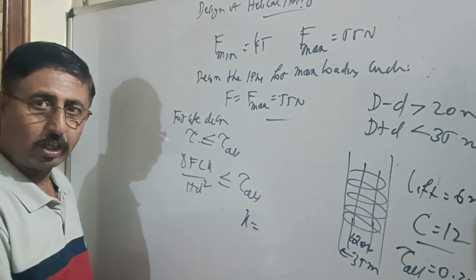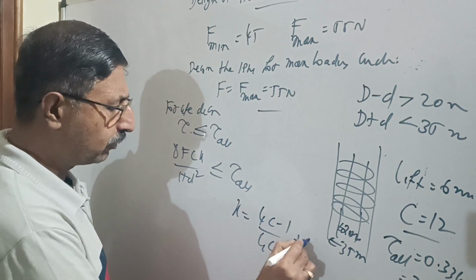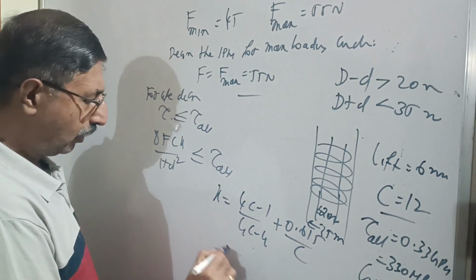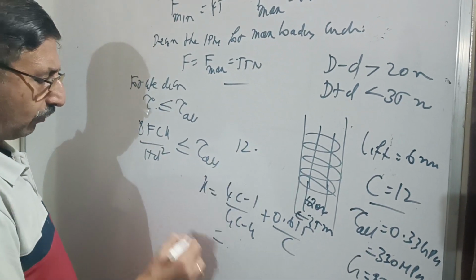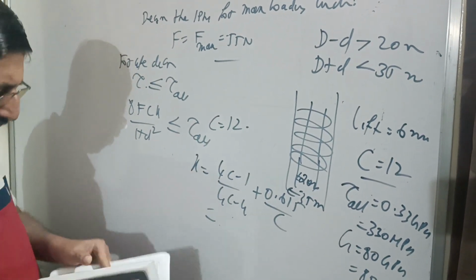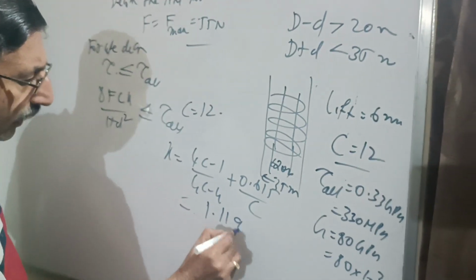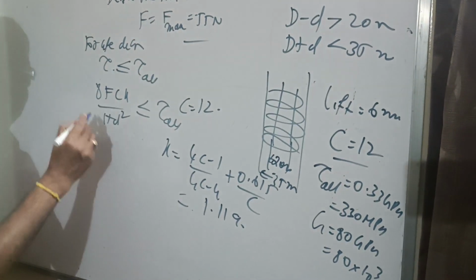What is K there? Wahl factor. How to find out the Wahl factor? (4C minus 1) by (4C minus 4) plus 0.615 by C. What is the spring index here? 12. So for that, what is the value of K? So spring index C is 12. C is equal to 12 here. So let us find out K here. I think if I find out K, that will be 1.119.